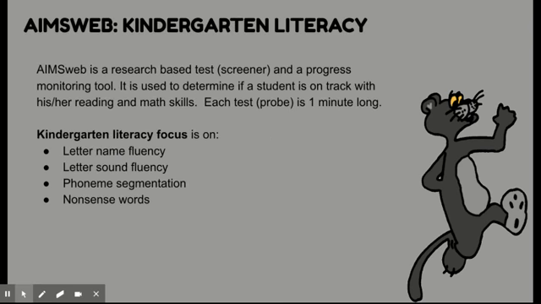Ames-Webb for kindergarten literacy. Ames-Webb is a research-based test, or a screener and progress monitoring tool. It is used to determine if a student is on track with his or her reading and math skills. Each test or probe is 1 minute long. Kindergarten literacy focus is on letter name fluency, letter sound fluency, phoneme segmentation, and nonsense words.